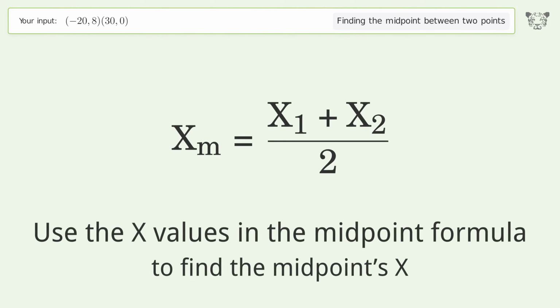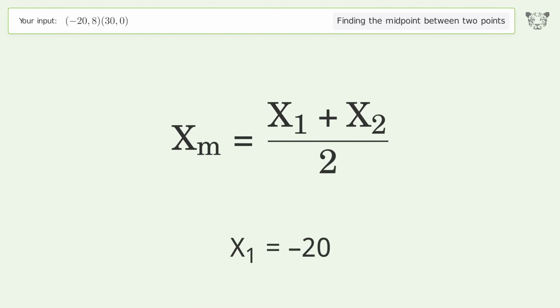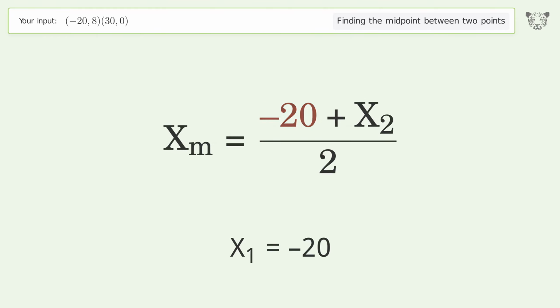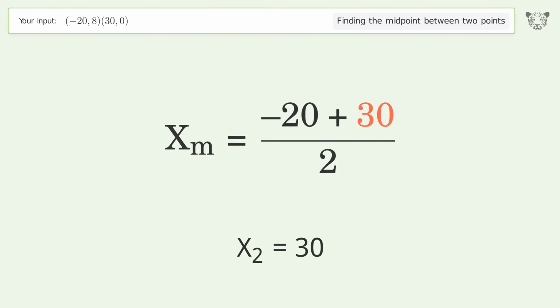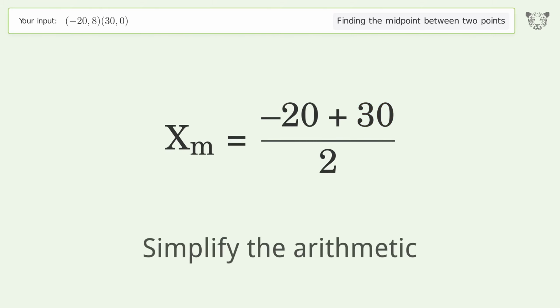Use the x values in the midpoint formula to find the midpoint's x. x1 equals -20. x2 equals 30. Simplify the arithmetic.